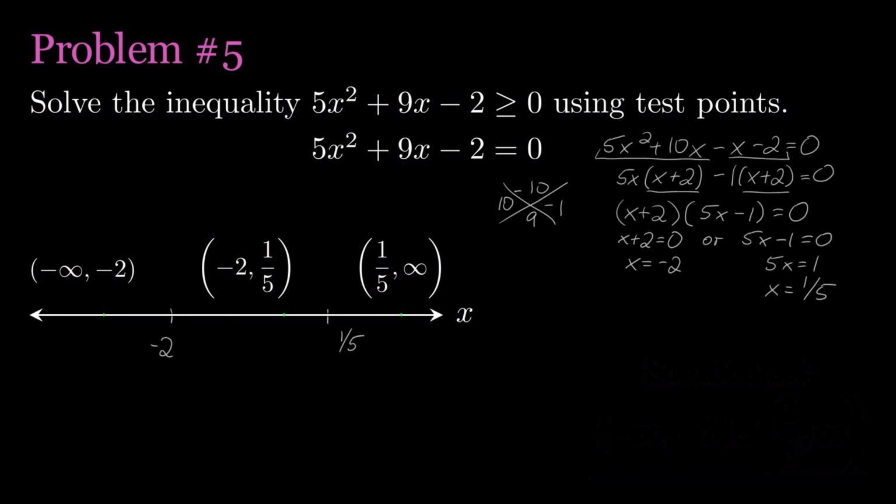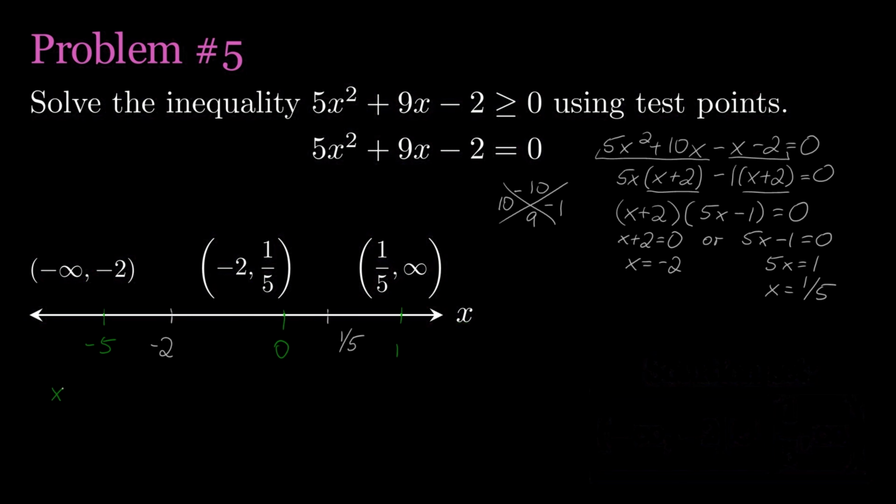Now we choose our test points in each interval. Let's say to the left of -2, I will grab -5. Between -2 and 1/5, I will grab 0. And to the right of 1/5, say 1. Always make sure that those test points are indeed inside of those test intervals. And now we check our test points in the original inequality.